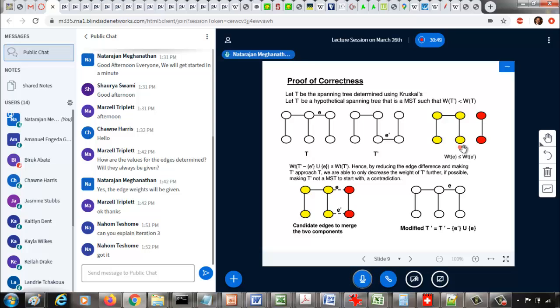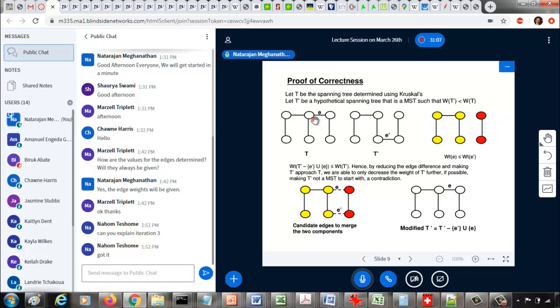Now if it was Kruskal's algorithm's choice to pick an edge to connect the two components, the algorithm that we just went through would have picked what? This edge E to connect these two components, because the weight, because what?